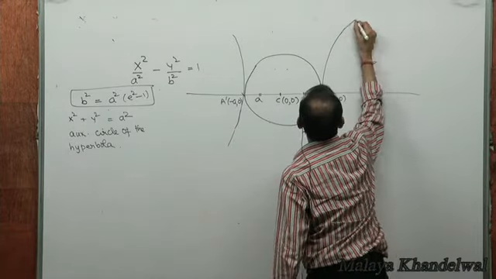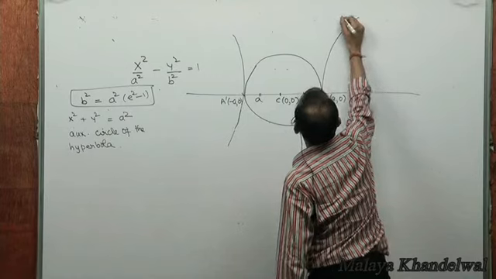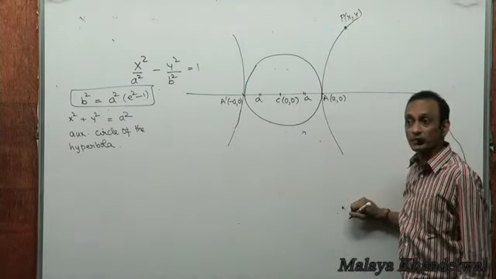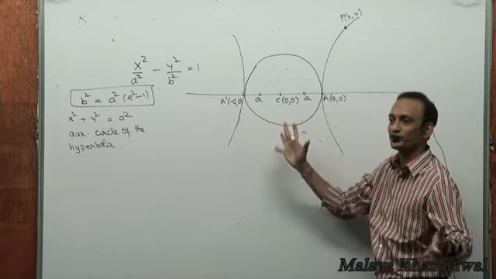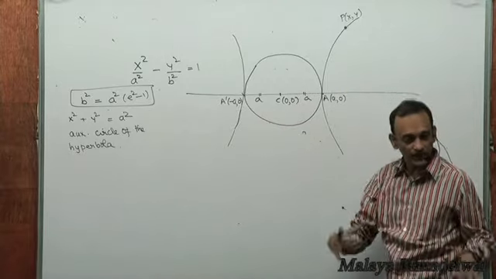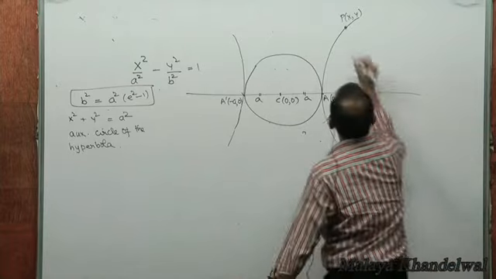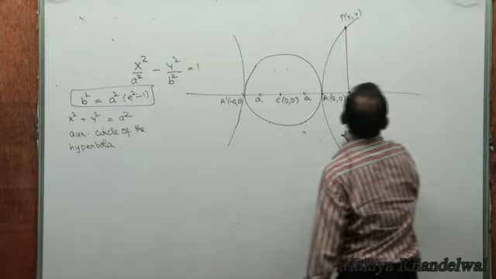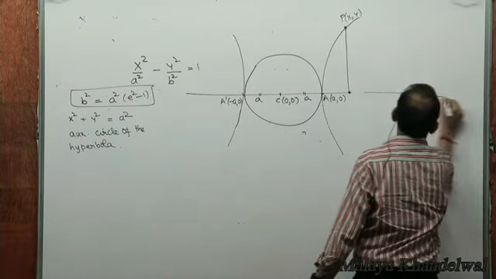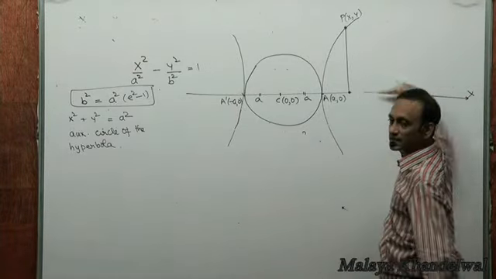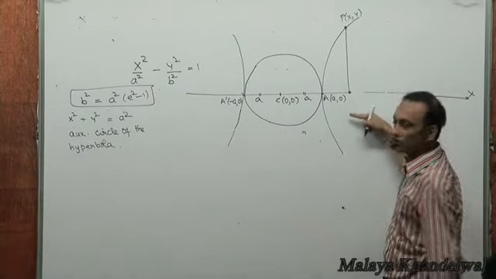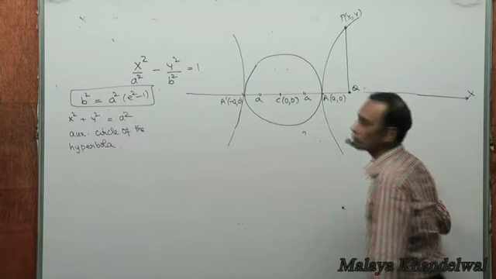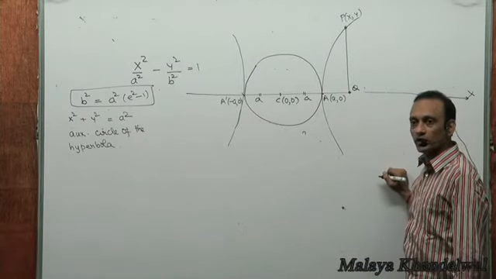Now, look, if I look at any point on this hyperbola, P, x comma y, if I look at any point on this hyperbola, these are two branches of the hyperbola, right? Let me drop a perpendicular from P onto the transverse axis. This is my transverse axis. I am drawing a perpendicular from P onto the transverse axis. Let me call this point Q.